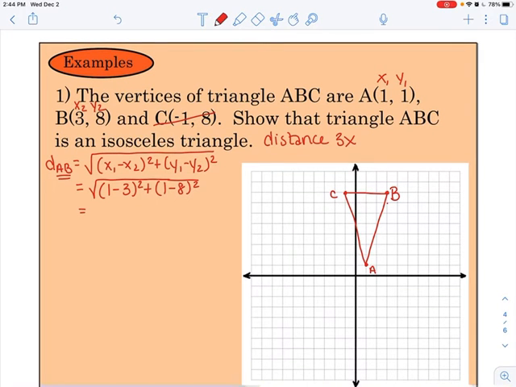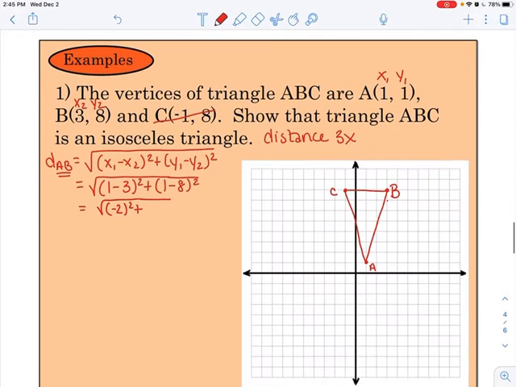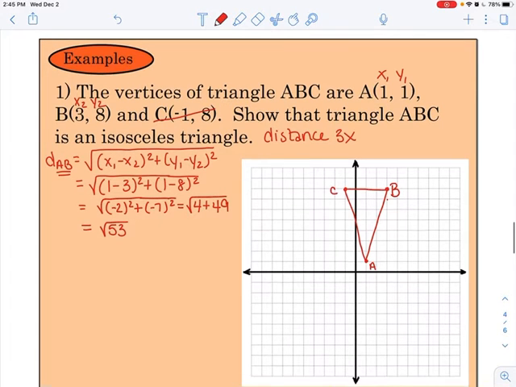Subtracting 1 minus 3 is going to give you an answer of -2. So we'll have (-2) squared, and 1 minus 8 is going to be -7. So we'll have (-7) squared there. (-2) squared is +4, and (-7) squared is +49. And when I add them together, I'll have the square root of 53. It doesn't say anything about leaving something in radical form or not, so I'm just going to leave it. I'm not going to do any extra work. This problem's going to take long enough already. I don't need to make it longer. So the length of side AB is radical 53.